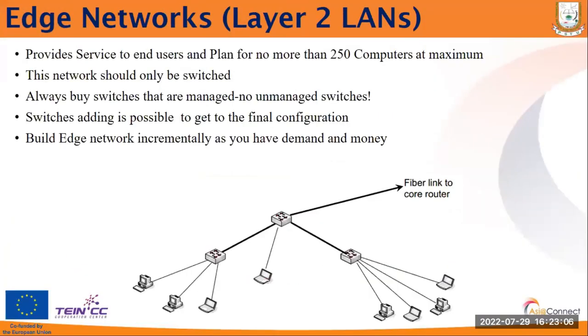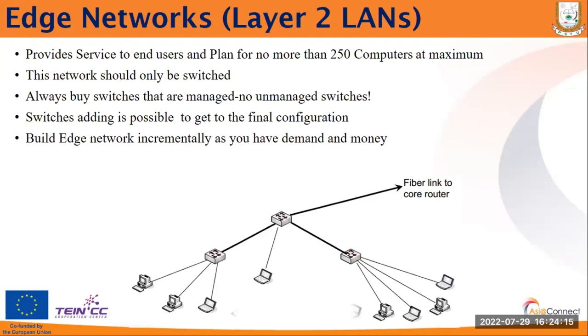So in this edge network, we can see there is a picture and it's a network. Suppose it's a network, and if you want to connect something more, that means you have to create your edge network such that you can add possible switches as your company requires. You are designing a network for a company and it's the first time using 5 devices, but furthermore, after 5 or 10 years, it will increase and you will require adding more devices, then what can you do? That's why you have to configure your network such that switch addition is possible to get the final configuration, and you must buy switches that are manageable, not unmanaged switches, and build the edge network incrementally as you have demand and money.